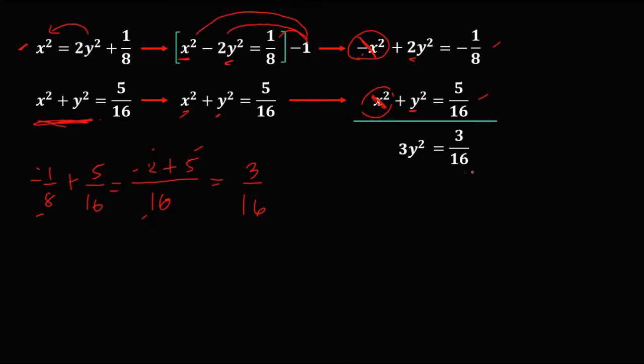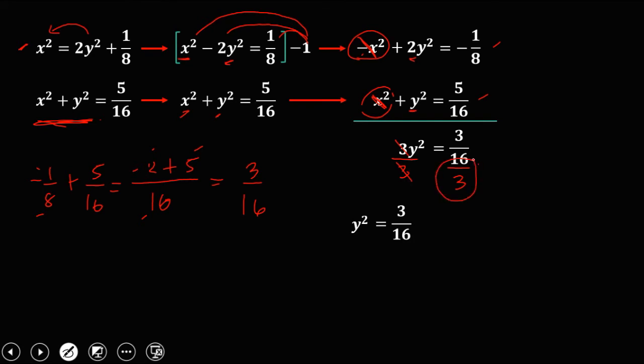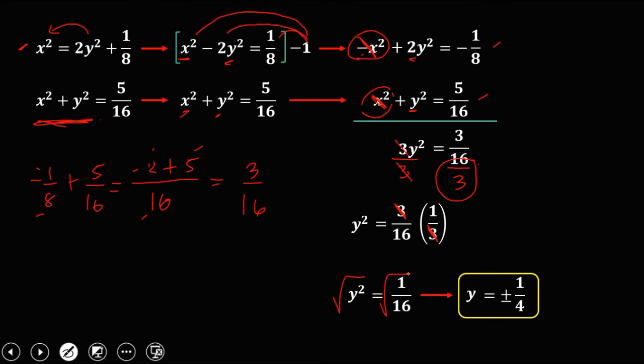Then to solve for y, divide both sides by 3. So cancel. So y squared now is equal to 3/16 times the reciprocal of 3, that's 1/3. Then simplify. So cancel this 3. So therefore, y squared is equal to 1/16. So to solve for y, take the square root. So therefore, y is equal to positive and negative 1/4.